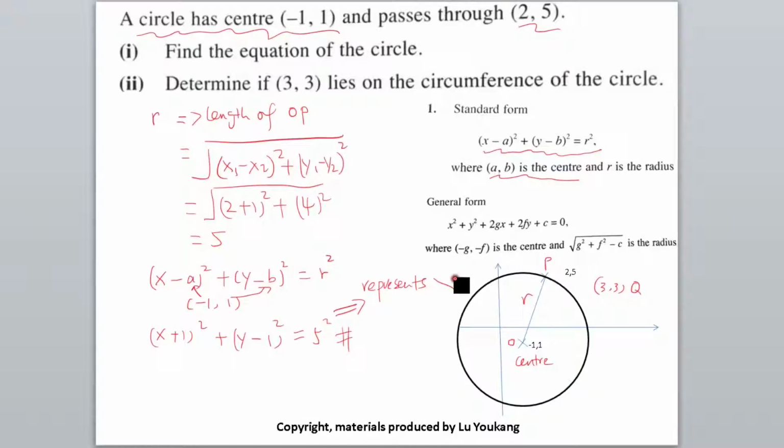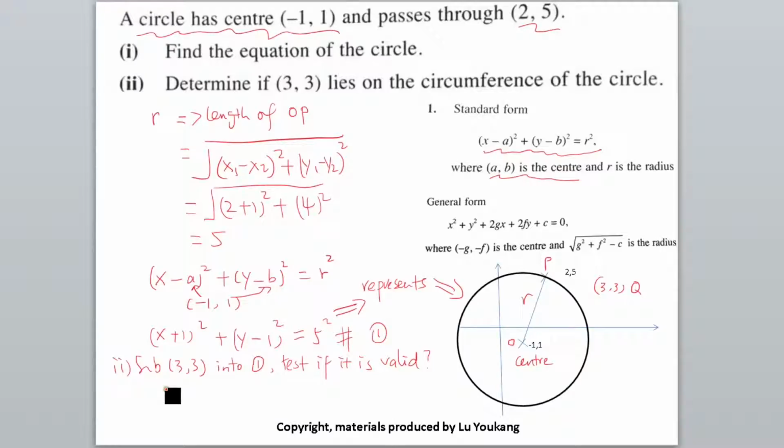Now we are asked to determine if (3, 3) lies on the circumference of the circle. So it is easy, right? If the equation of the circle is given or found just now, we just need to sub in this (3, 3) into the equation of the circle and see if the equation is valid or not. If (3, 3) lies on the circumference of the circle, the above equation, after subbing in (3, 3), should be valid. Okay? So let me sub it in to see if it's valid.